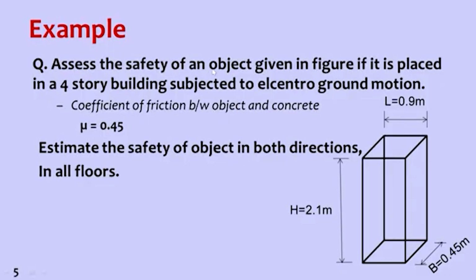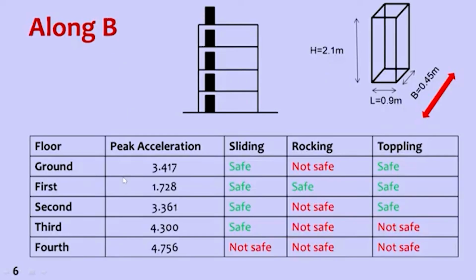Assess the safety of the object given in the figure if it is placed in a 4-story building subjected to El Centro ground motion. The coefficient of friction between the object and the concrete floor is, say, mu equal to 0.45. Dimensions of the object are, say, 2.11 meter height, 0.45 meter width, and 0.9 meter length. This object is placed on all floors. Now you can see this, which we have solved.